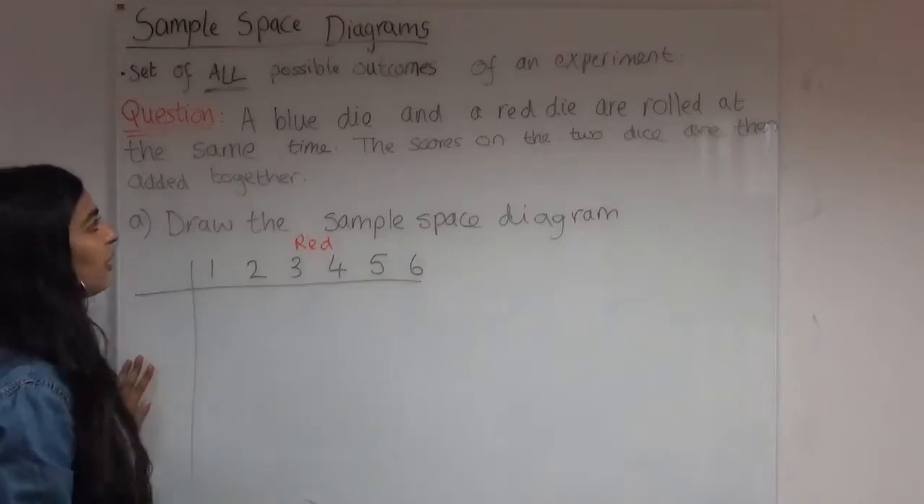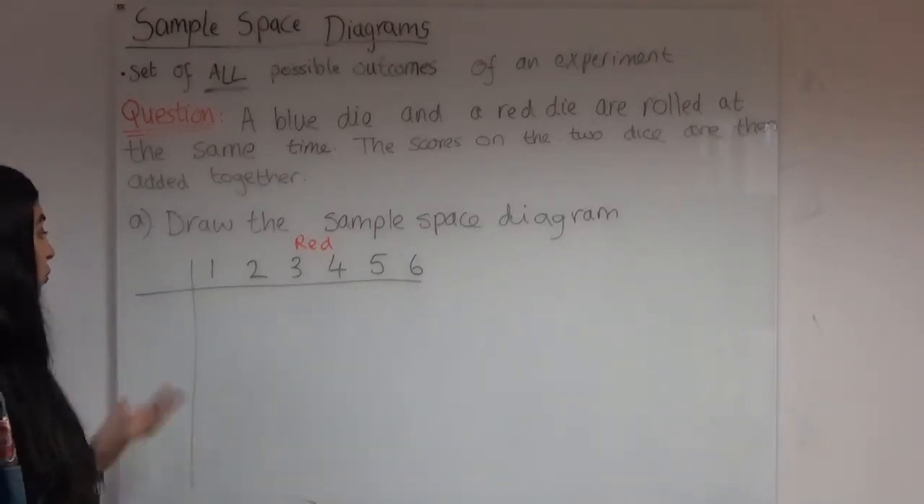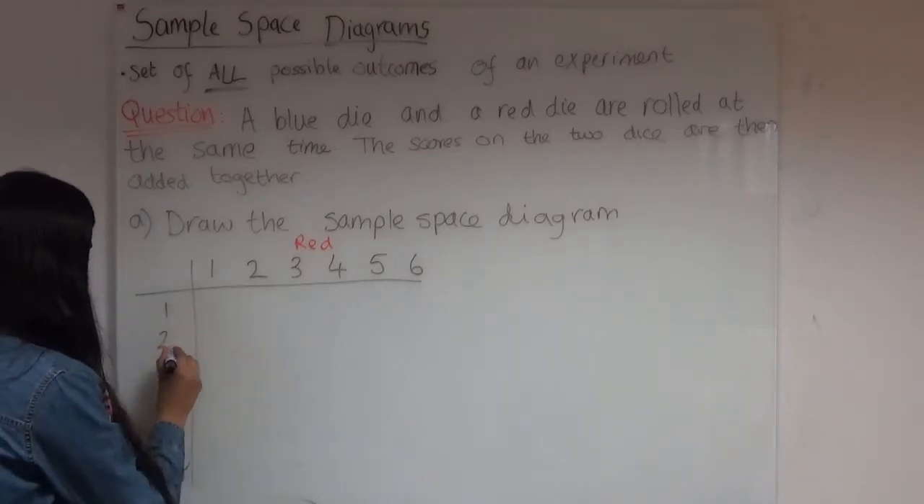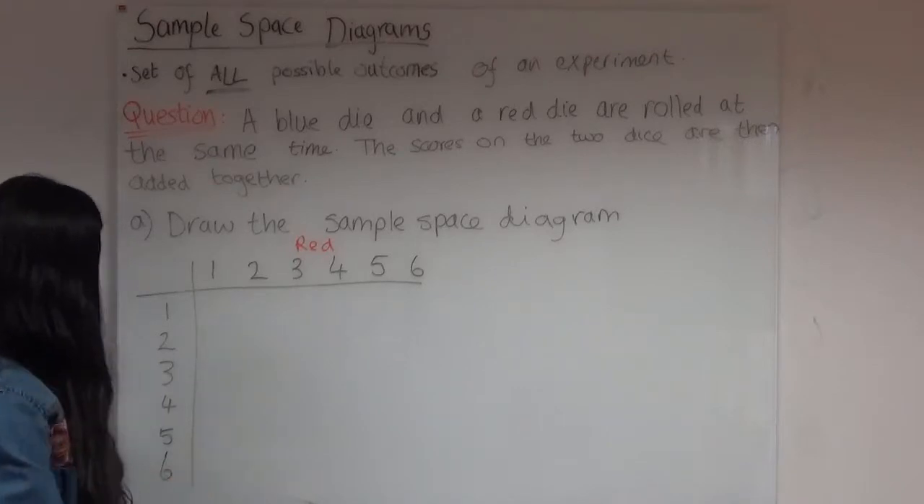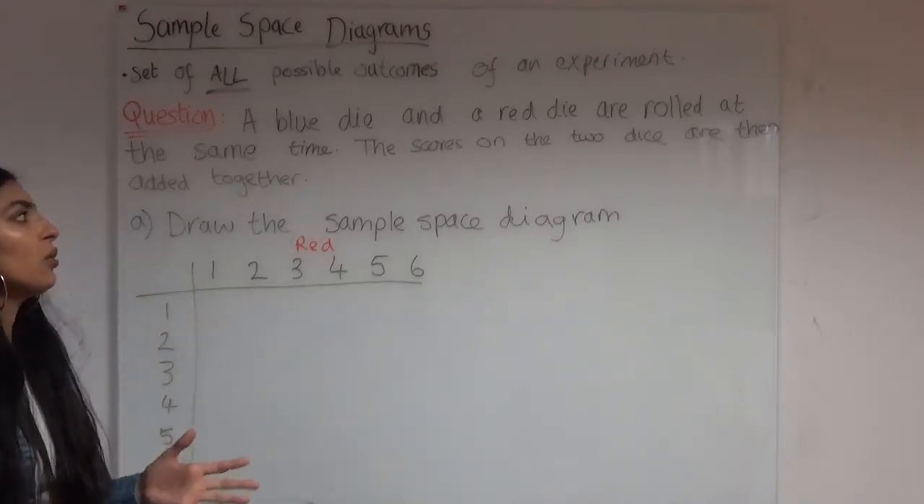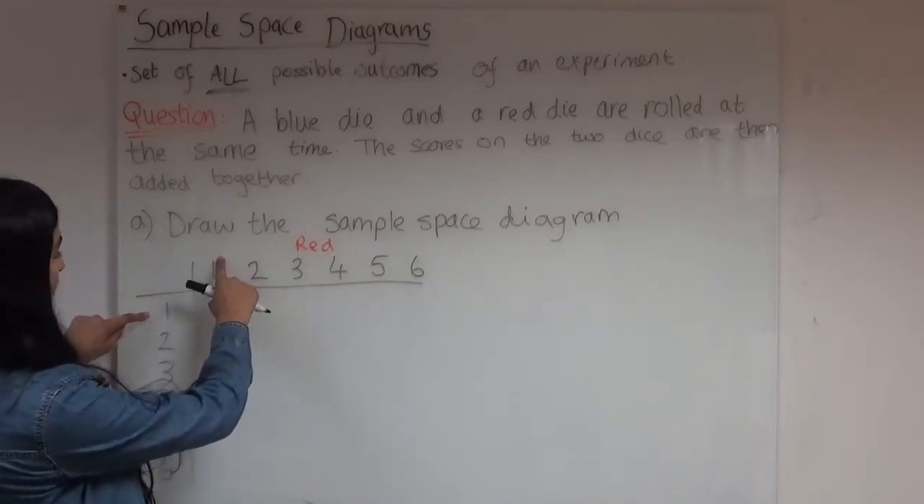And then on the left hand side it's exactly the same. So the blue die will have outcomes 1 to 6. So 1, 2, 3, 4, 5, 6. And then in the question it says the scores on the two dice are then added together. So what you have to do is you need to add the two components.